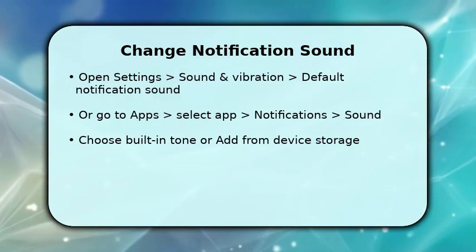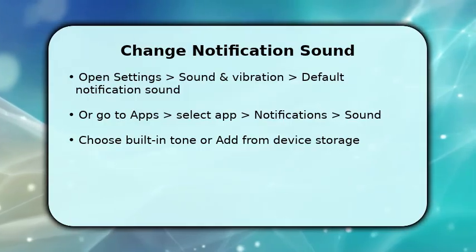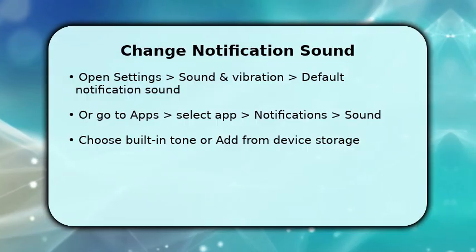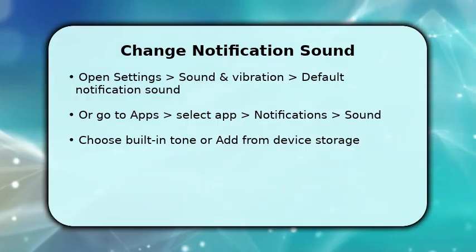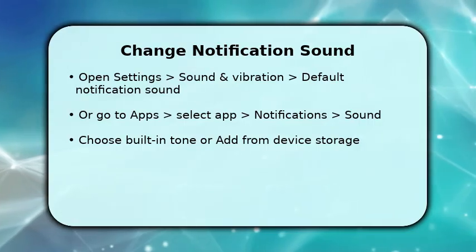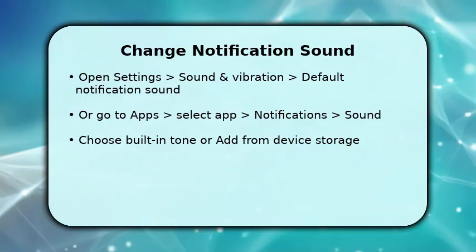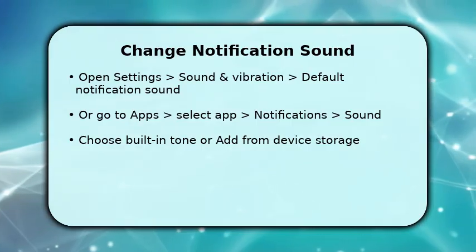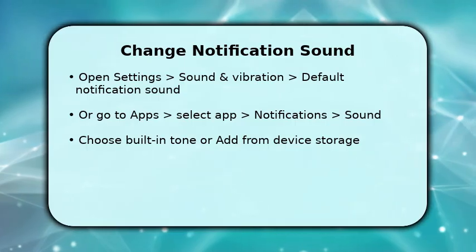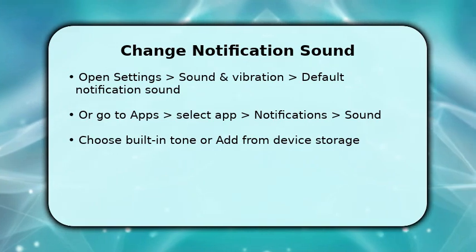Now you'll change the sound. Go to Settings, then Sound and Vibration, and tap Default Notification Sound to pick a system tone. This sets global alerts. Alternatively, open Apps, pick the specific app, tap Notifications, then the notification channel and choose Sound to set app-specific tones. To use a custom file, select Add or Choose from Device, then navigate to the folder with your file and tap it. Android accepts MP3 or OGG. Make sure you confirm the selection before exiting.